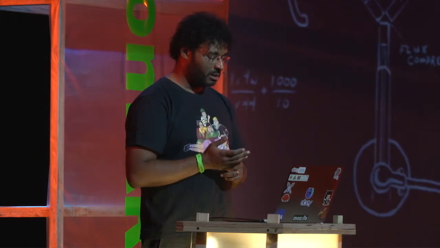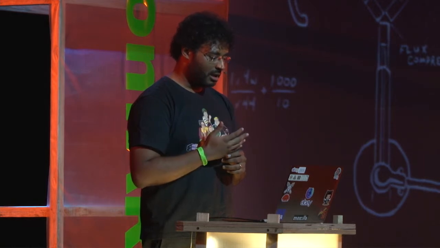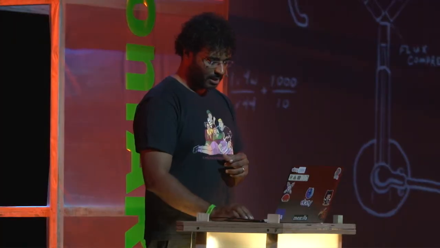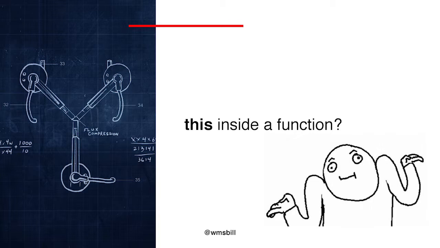So in the global scope, this always refers to the global object, like window in the browser, and self in web workers, and a little bit different in Node.js. It points to module.exports. But what about inside a function?